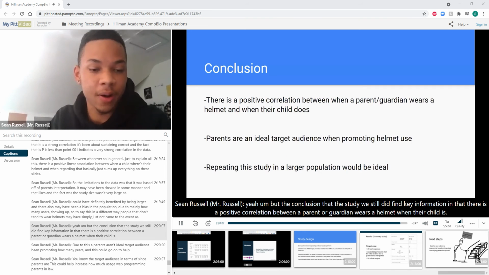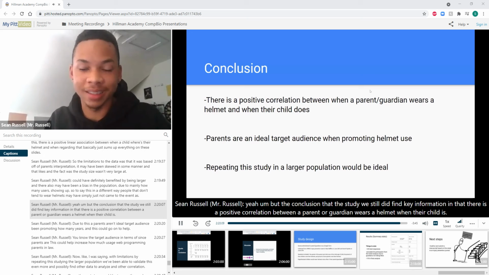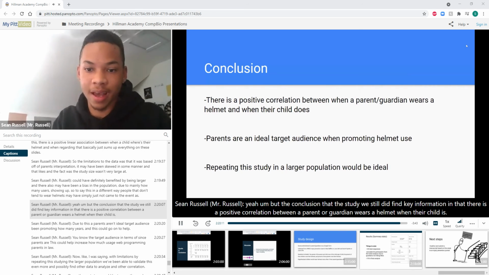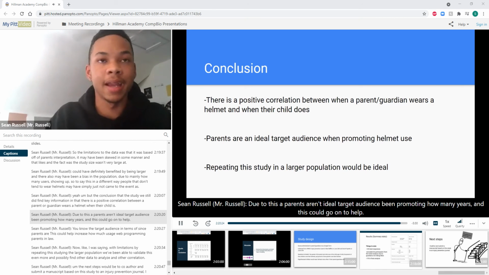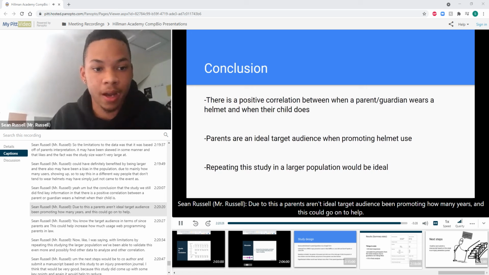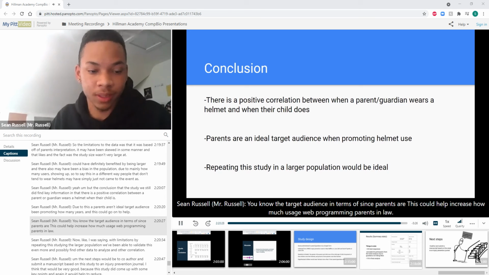But the conclusion is that the study still did find key information, in that there is a positive correlation between a parent or guardian wearing a helmet and their child doing so. Due to this, parents are an ideal target audience when promoting helmet use, and this could help increase helmet usage by targeting parents more often.